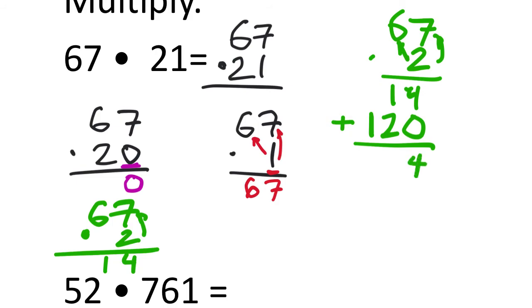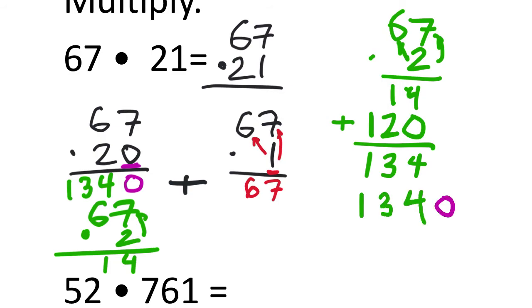4 plus 0 is 4, 1 plus 2 is 3, and then we have the 100. So this product is 134, but we can't forget about the 0 in purple there that I had to start with. Well, to find the final product of 67 and 21, we just need to add the two values together because, remember, we split it up in the beginning, between 20 and 1. So it's really 1,340 plus the 67. And this would be the final product.